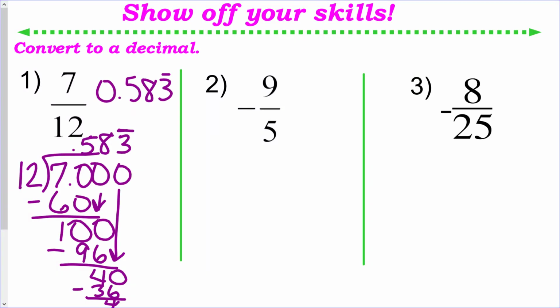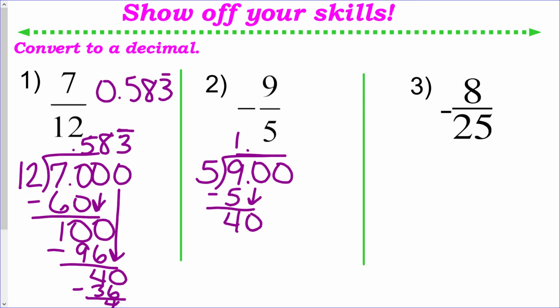Next one. Five goes into 9 one time, gives me 5. 4 left over. Bring down my 0. 5 into 40 goes 8 times. And we're done. Final answer, don't forget you do have this negative. Negative 1.8.